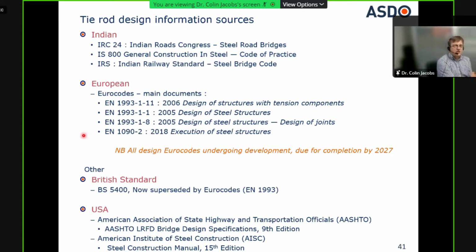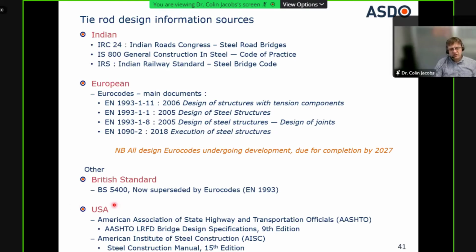Now, looking at tie rod design information sources, forgive me, we're still learning about the Indian design codes, but from what we can see, the main ones are IRC 24, IS 800, and maybe the IRS to do with steel road bridges. We're more au fait with the European design codes, as you'd expect, but what we see is a lot of similarity between the Indian and the European ones, albeit that the European, as you probably get frustrated as I do, you don't just need one design code, you probably need about 20 just to read one. So, but these are the main design codes that you can refer to for tie rods, and I will go in a bit more detail about these.